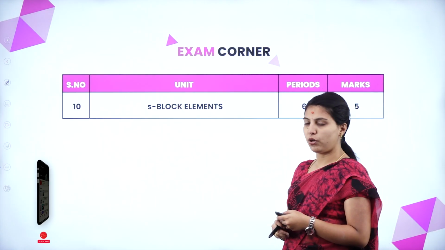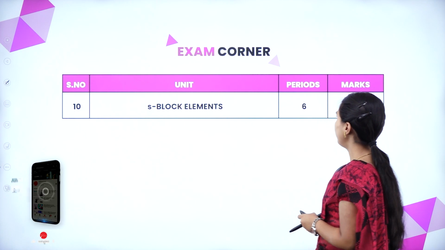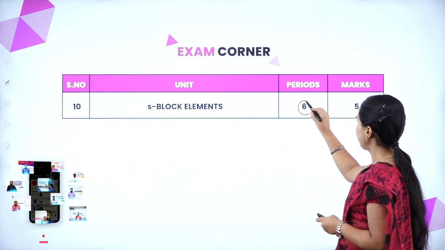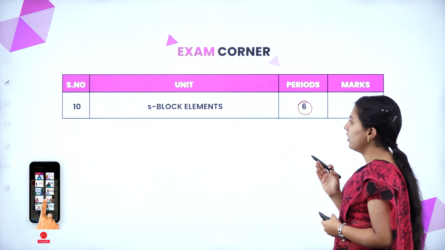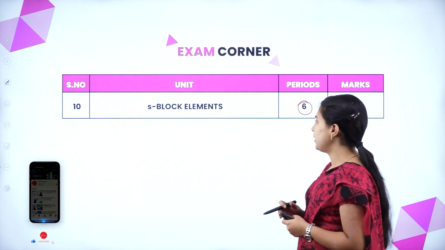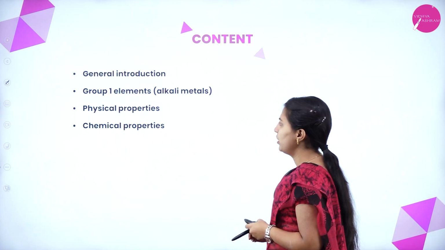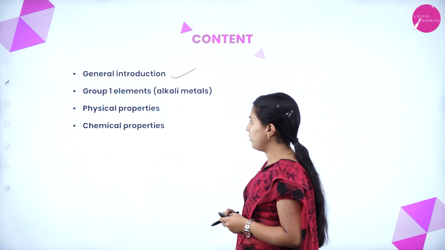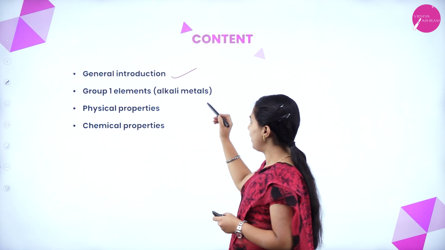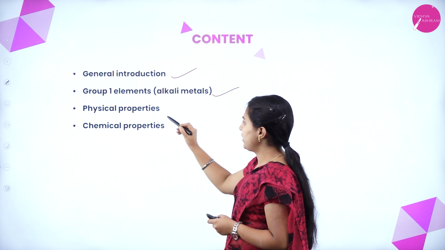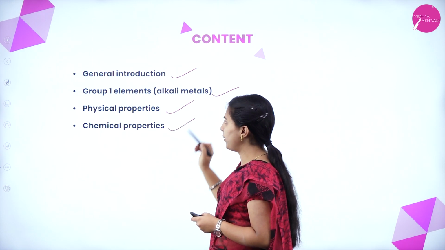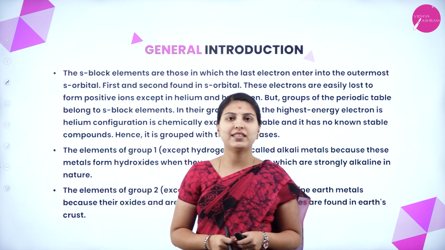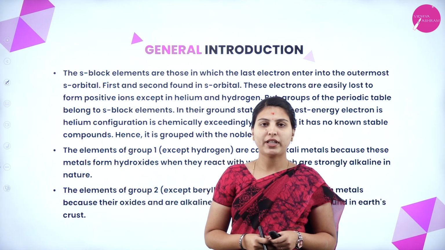First we will see the exam corner. The number of periods required to complete this chapter is 6 periods or 6 hours, and the marks allotted for this chapter is 5 marks. Today we will discuss the general introduction part of S block elements. In that, group 1, that is alkali metals, physical properties and chemical properties of alkali metals will be discussed in this session. First we will see some introduction about S block elements.